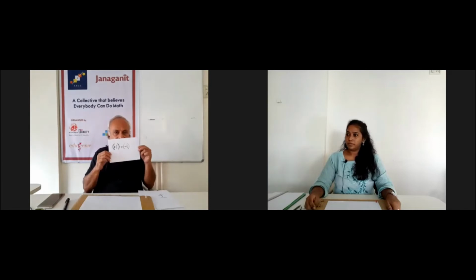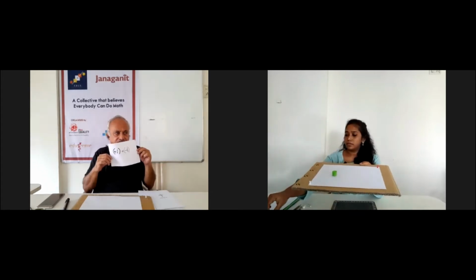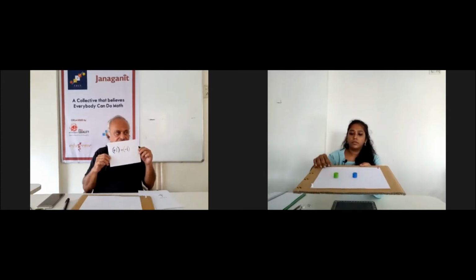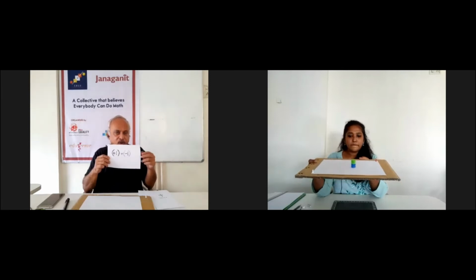The first problem is +1 plus -1. So my loan is paid. So it's 0. I don't have anything with me. Your account has no money in it. Okay, it has 1 rupee and a loan. When you pay the loan, there's nothing left. So your account has value 0. So we will write here +1 plus -1 is equal to 0.